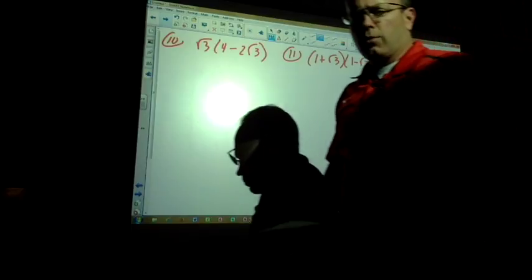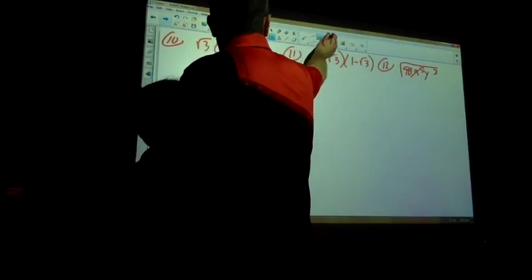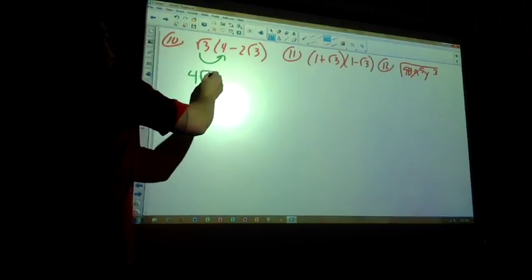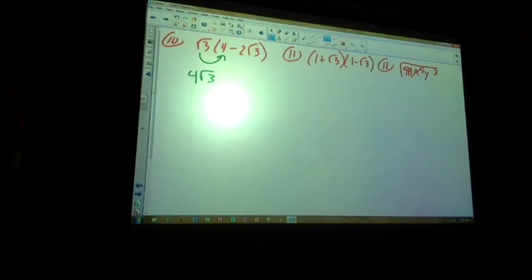Okay. Problem number 10. If I multiply this and this together, I'm going to get 4 square root 3. Why didn't I make it root 12? Well, the root 4 wasn't under a radical.